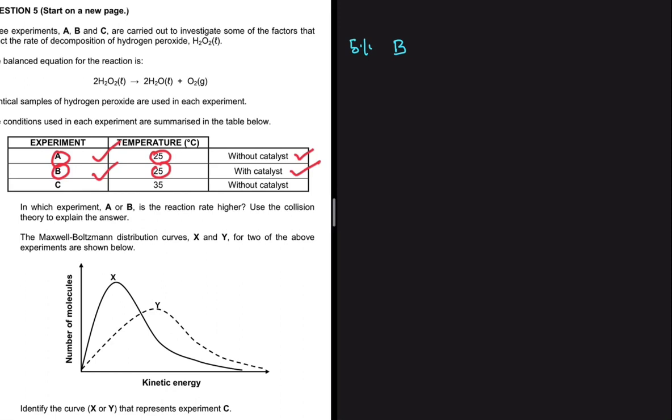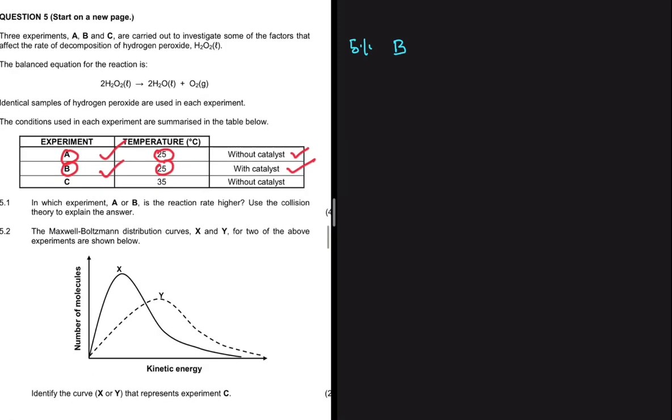The first point is that the catalyst will provide an alternative route of lower activation energy. If that is the case, then more molecules will have kinetic energy equal to or higher than the activation energy. And lastly, more effective collisions per unit time, and as a consequence, a higher reaction rate. So that is the answer to 5.1.